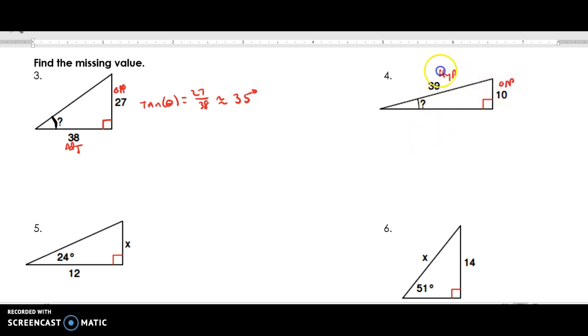Okay, the next one, here's the side opposite. Here's the hypotenuse. Since it's a right triangle, we're going to go ahead and use trig. So we're going to say the sine of that angle is equal to the opposite over the hypotenuse, which is 39. And whenever we're looking for an angle, we're going to say it's the inverse sine of 10 over 39, and you should get about 15 degrees.